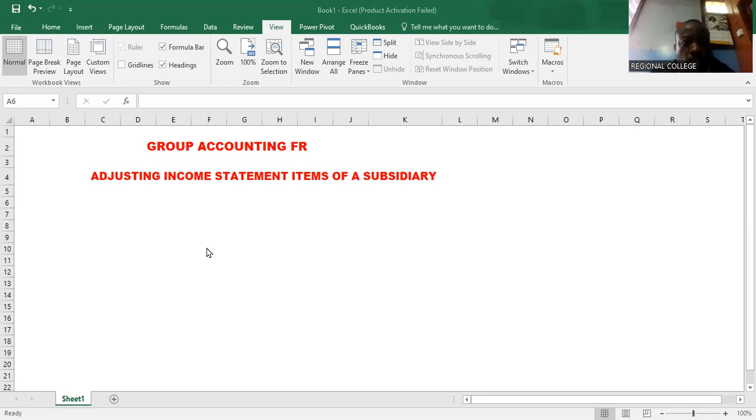So let's look at group accounting and how you can adjust the income statement items of a subsidiary. First of all, you have to understand the meaning of a subsidiary.